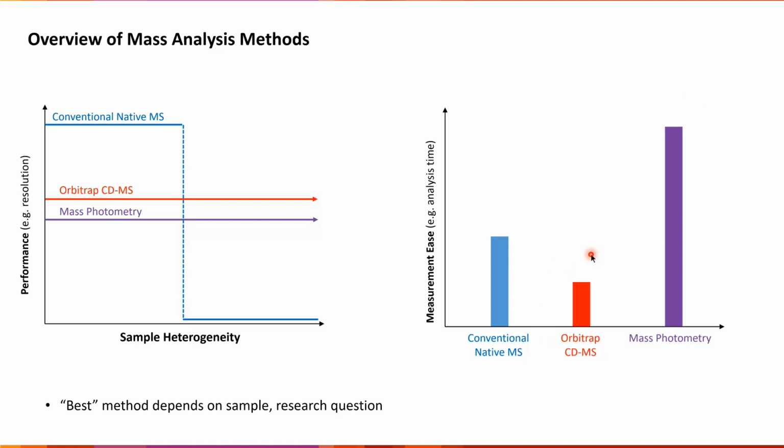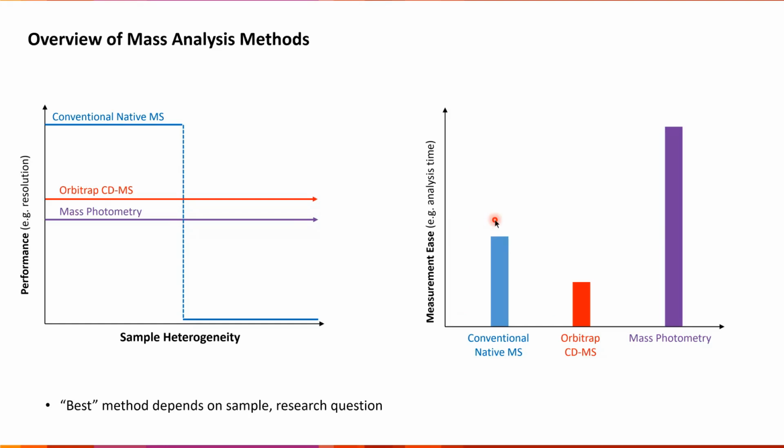Conversely, with Orbitrap CDMS, its resolution is higher than mass photometry for these heterogeneous samples, but the trade-off is that it takes longer to analyze each sample. And conventional native mass spec is somewhere in the middle of these two techniques with respect to analysis time, with the trade-off that it works quite well as long as your samples are sufficiently homogeneous.